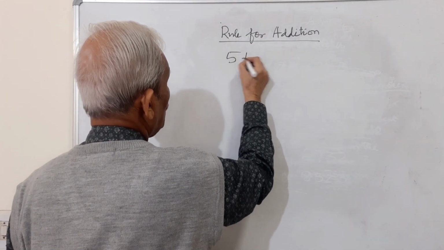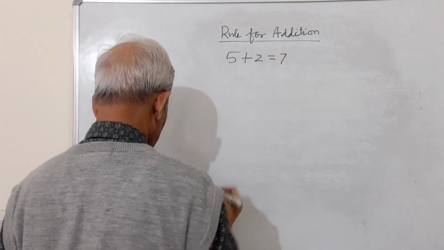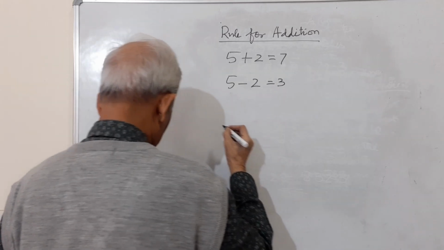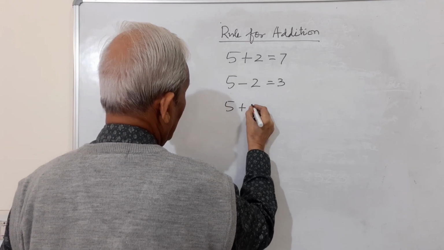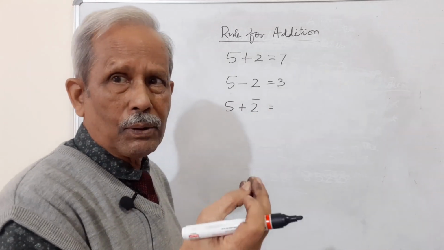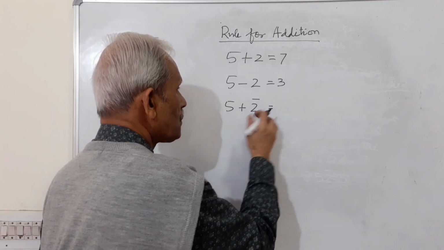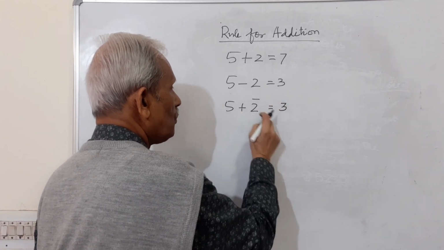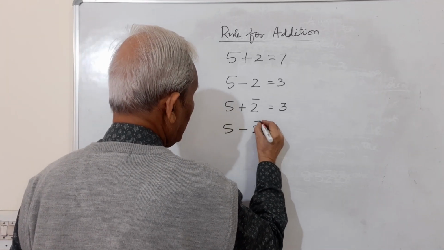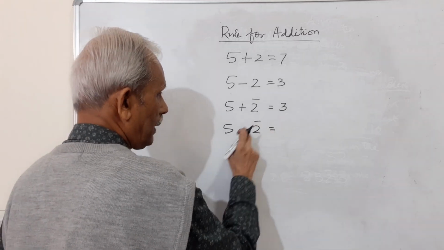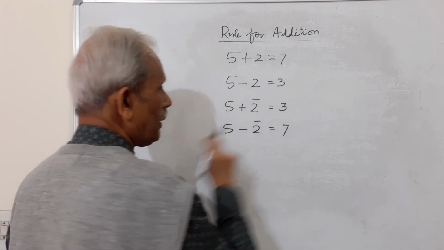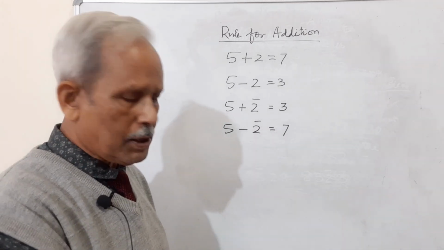If there is 5 plus 2, yes, you know that 5 plus 2 is 7. This is normal. 5 minus 2 is 3. But if there is 5 plus 2 bar, as I told you earlier, this bar is nothing but a negative number. So 2 bar means 2 negative. 5 minus 2 is 3. So 5 plus 2 bar is 3. Then 5 minus 2 bar. You can think of this as negative and this is also negative; negative negative makes plus. So 5 plus 2 is 7, meaning 5 minus 2 bar is 7. I hope you understand it.